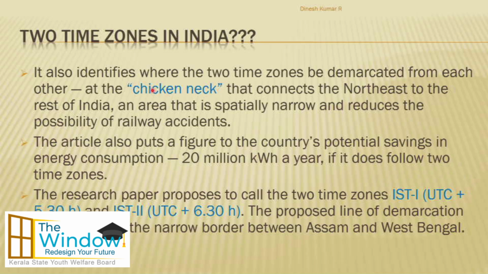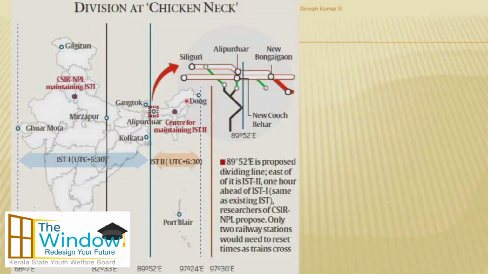What is the plan? Can you see here, it also identifies where the two time zones would be demarcated from each other. It is at the chicken's neck. I hope you know what the chicken's neck is. In this map, you can see this area of the northeast where the thickness of the Indian landmass is very small. This side you have Bangladesh, this side you have Bhutan. So the thickness of this Indian landmass here is very small, roughly around 50 kilometers.